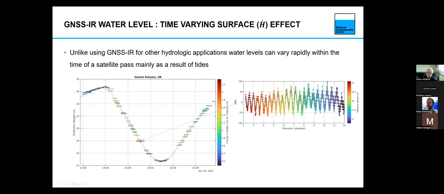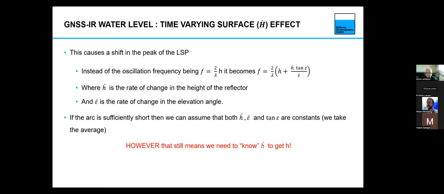So what it does is cause a shift in the peak of the Lomb-Scargle periodogram. So instead of the oscillation frequency being f equals 2H over lambda, it becomes the equation there, which has the H dot tan(e) over e dot effect.